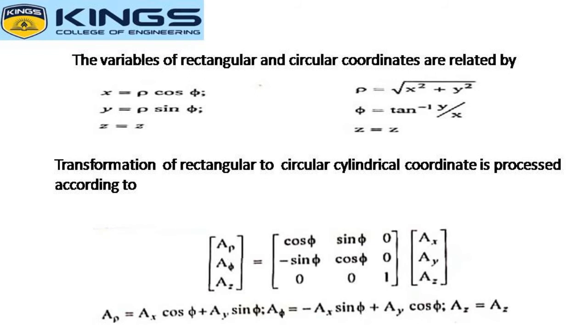Next one is the transformation of the rectangular to circular cylindrical coordinate system, which is processed according to: a rho vector is equal to ax cos phi vector plus ay sin phi vector, a phi is equal to minus ax sin phi vector plus ay cos phi vector, and az is equal to az.